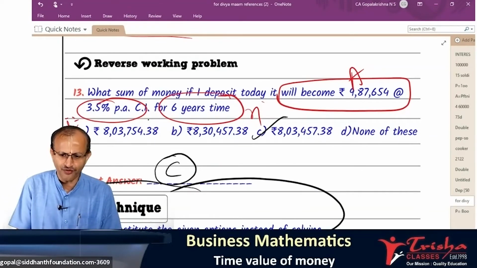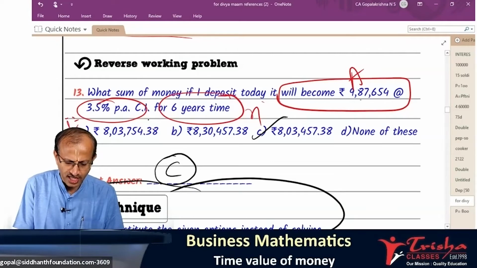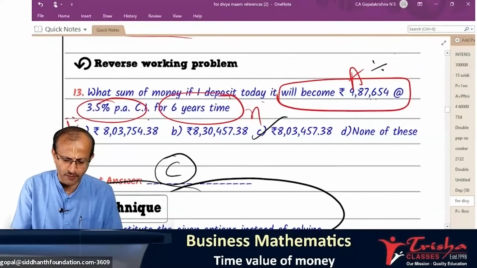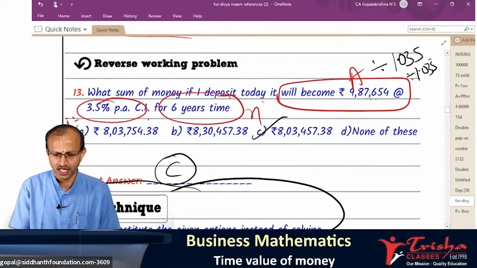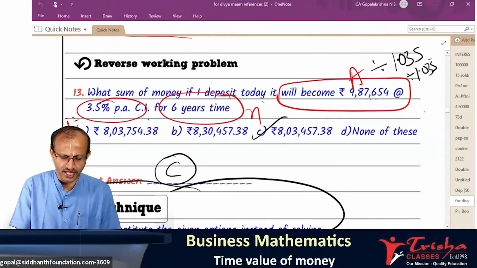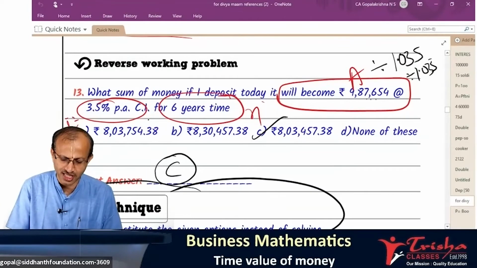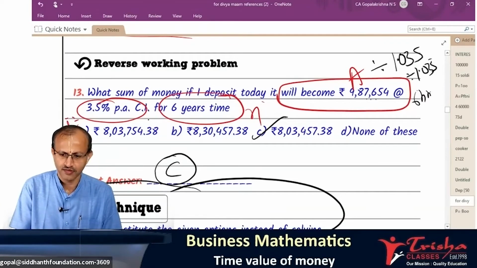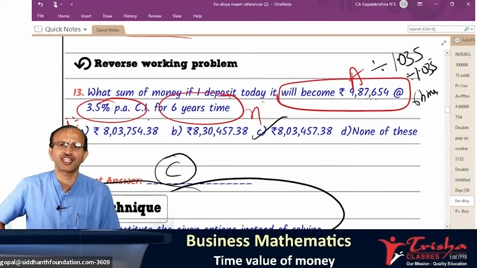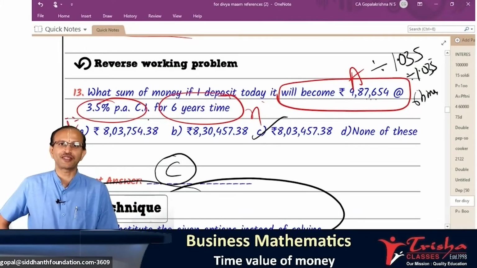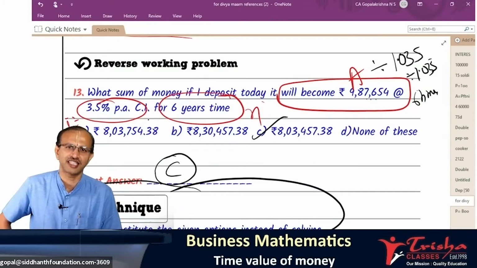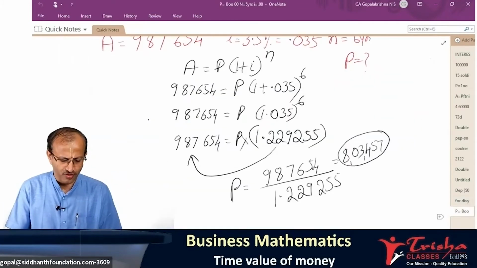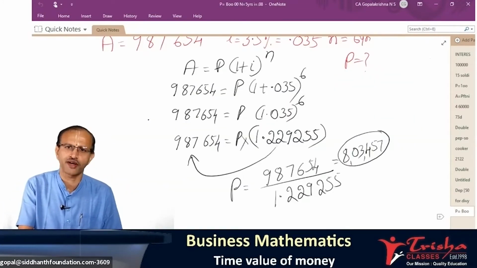Okay. So whether all of you tried this one? 9,87,654 divided by 1 plus I, 1.035. That is nothing but 1 plus I. Like that you have to divide how many times? 6 times. Whether you get 8,03,457, so much your calculator knows, right? Whatever you worked out here, same thing I told you, you divide.